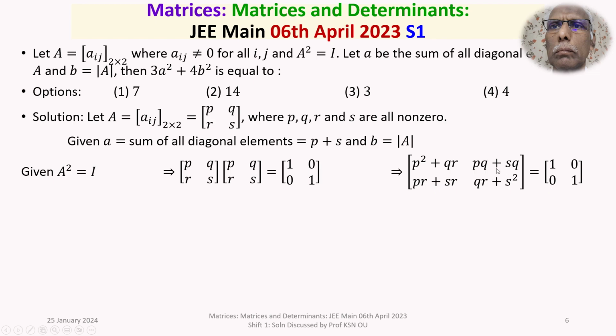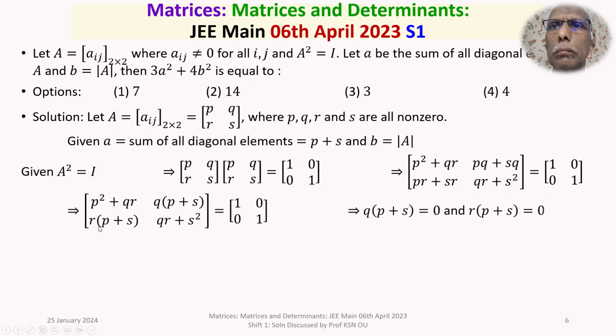In PQ plus SQ, you can take Q common, Q multiplied by P plus S, and in the other, R is common, R multiplied by P plus S. So the anti-diagonal elements are written like that. Now equate them to the corresponding entries. Then Q times P plus S is 0 and R times P plus S is 0.